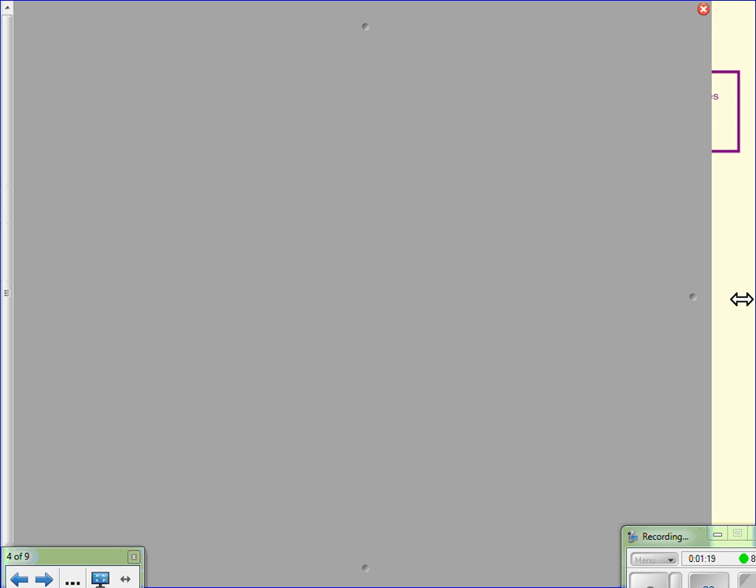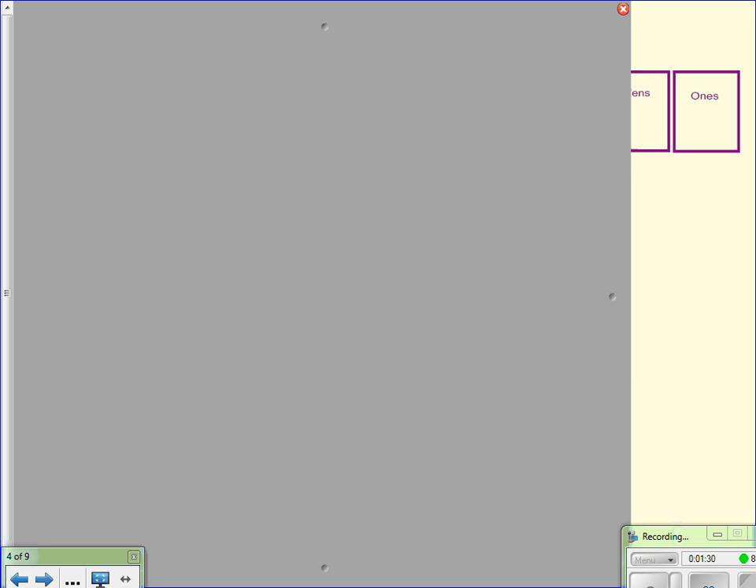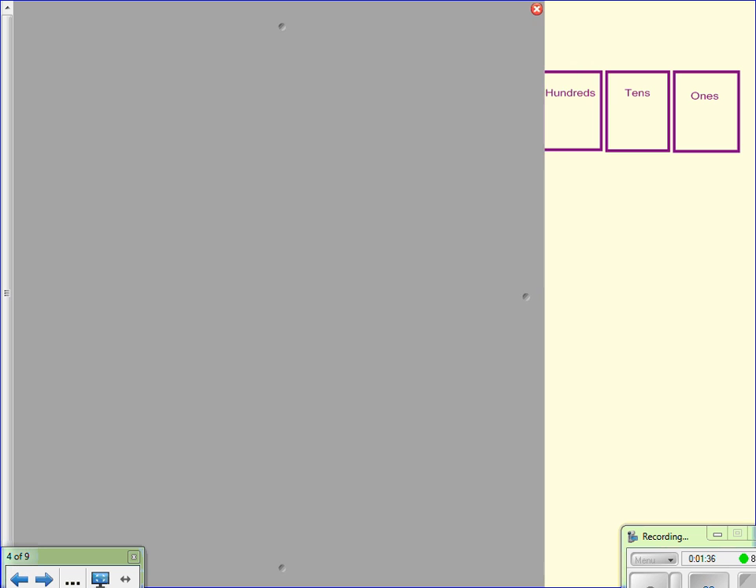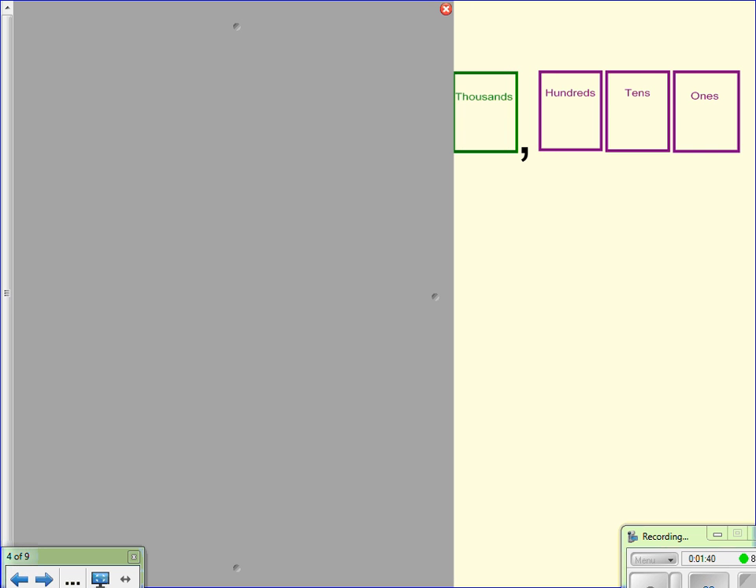We can see that here in our place value columns. We start with the ones. We have 0, 1, 2, 3, 4, 5, 6, 7, 8, 9. Once that column gets full, we then move to the tens column. The next column is going to be 10 times bigger, the hundreds. Then we have our first comma, and we go to the thousands.